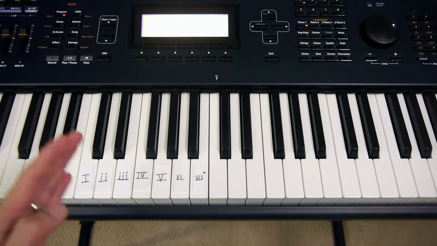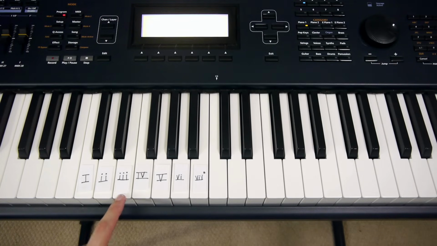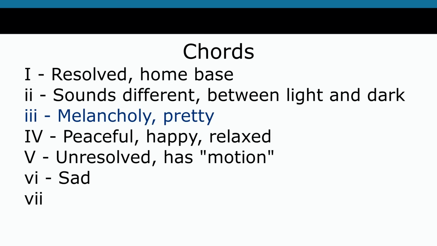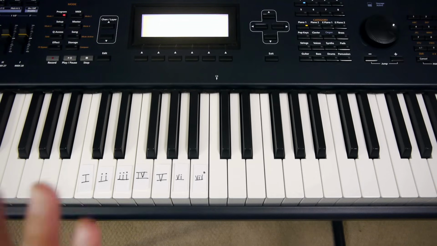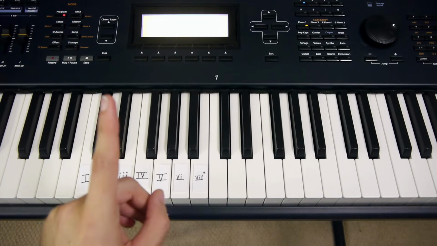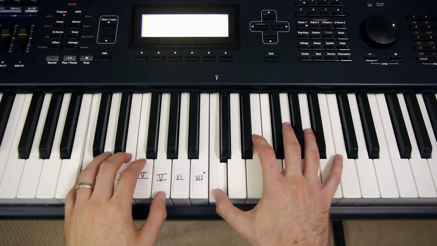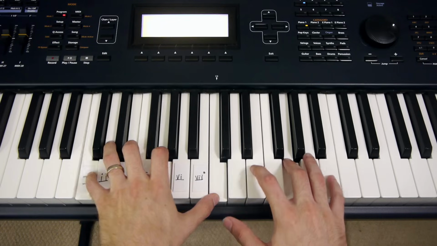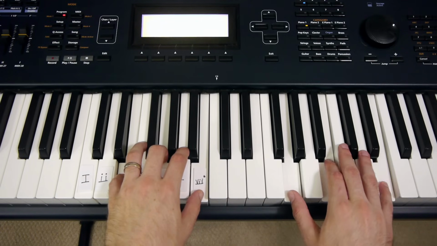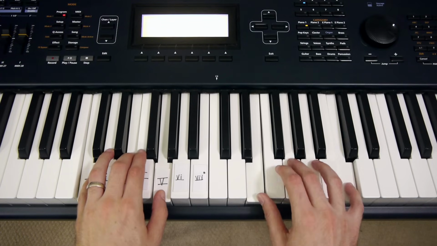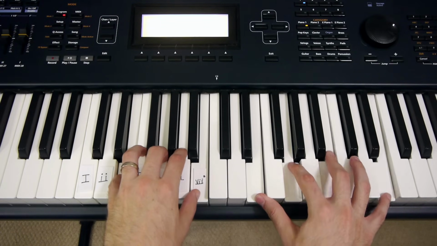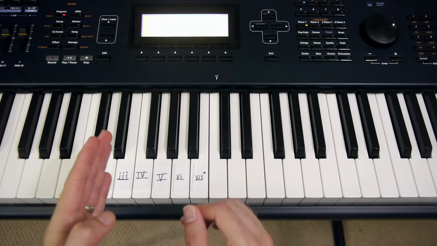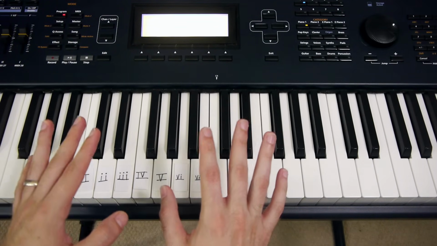Now let's keep on going and let's talk about the 3 chord. This chord has this melancholy, beautiful, like hauntingly painful, beautiful sound to it. And it's sort of like the 6 chord in that it has that sadder sound. There's a way to tell them apart. We'll get to that in a second, but let me just play it for you. Here's 1, then 3, 1, then 3.